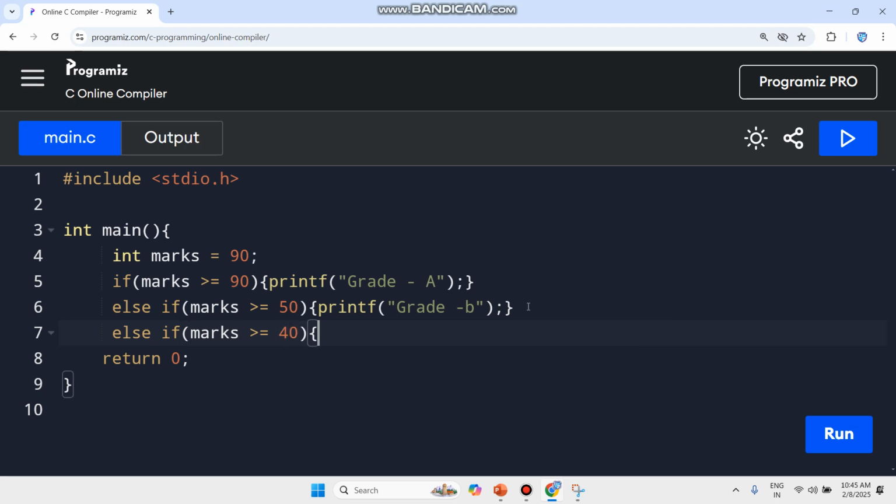Then this range is what? printf inside of the bracket, okay, grade C, right? B is capital, C is capital, for it's looking good. Don't forget to use your semicolon. Okay. And the last condition that is called else only, directly using brackets. Okay.